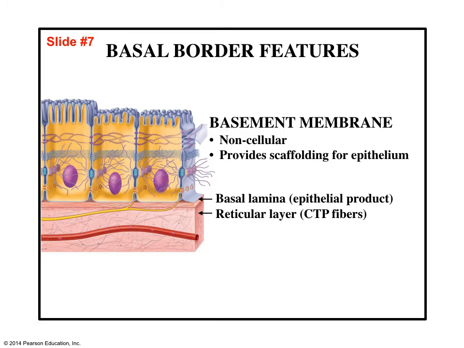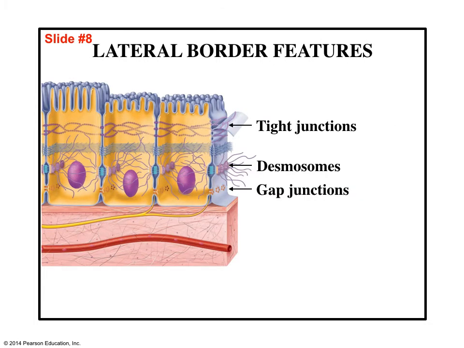Basal border features include a basement membrane, non-cellular, with 2 parts to it. Basal lamina would be a product of the epithelial cells. On the other side would be a layer of reticular fibers. Those are products synthesized by cells of the connective tissue proper. On the lateral borders, there are several specializations that we will see in greater detail in the next slide.